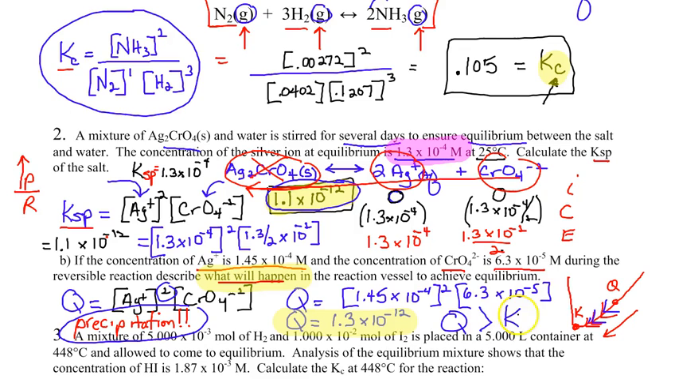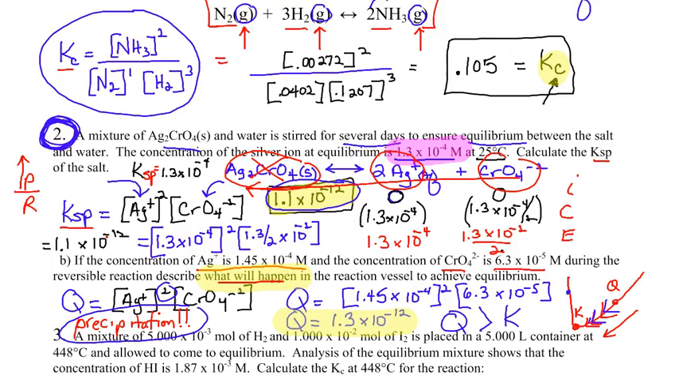If Q is less than K, let's pretend it was over here, then we would say more of this would dissolve. We'd go in the forward direction. So that's pretty cool. We can use Ks and KSPs, our equilibrium expressions, and all of this to predict. And this is a major problem. You're going to see this over and over again for the next few days in different ways. But these are the basics. So let's move on.